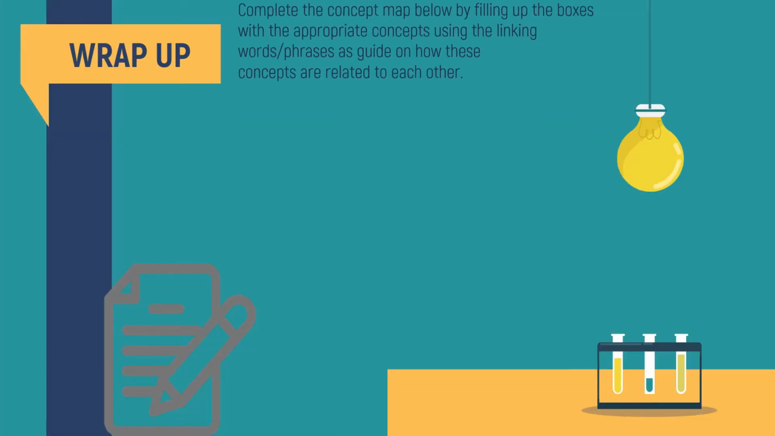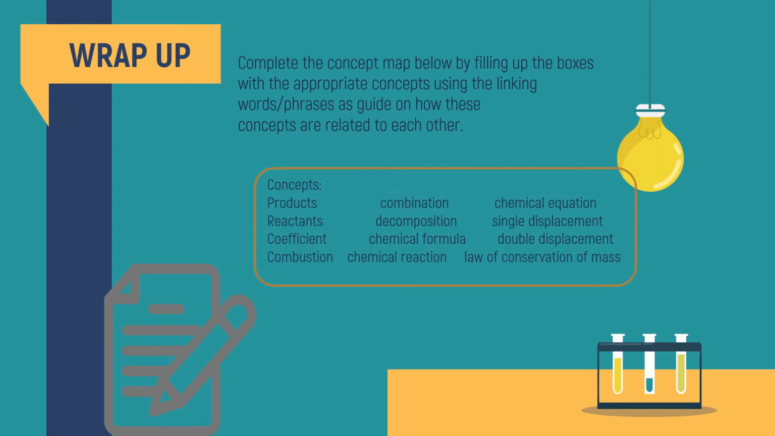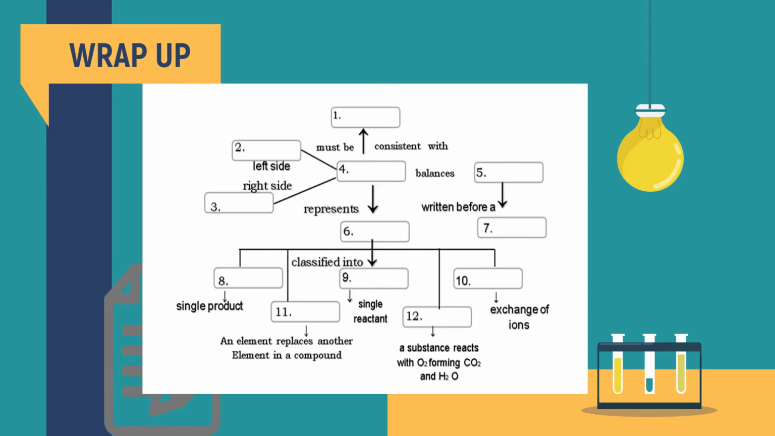You may now summarize your concepts regarding balancing of chemical equations. Complete the concept map below by filling up the boxes with the appropriate concepts, using the linking words and phrases as a guide on how these concepts are related to each other. Given below are the concepts. You can see this concept map on your activity sheets. Complete the concept map using the concepts given to you.